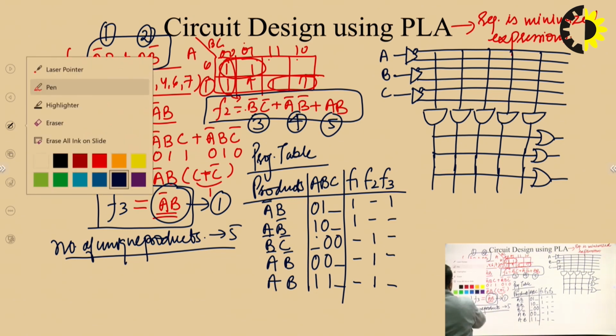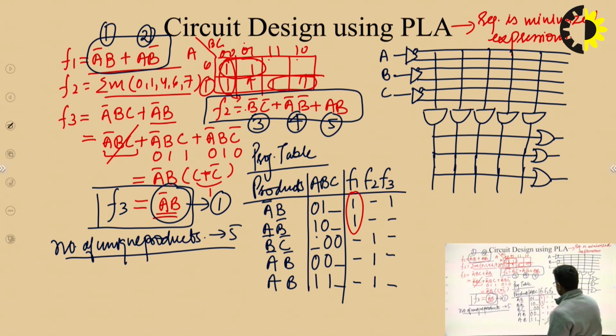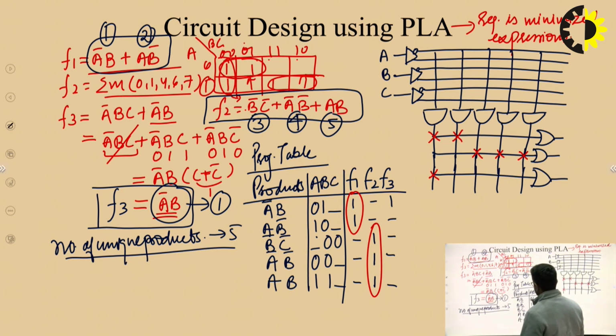Let's program this as per my requirements. I can see that F1 requires the first two products. F2 requires the last three products. And F3 requires only the first product. So this is the programmable OR part. Now let's proceed to the programmable AND part.